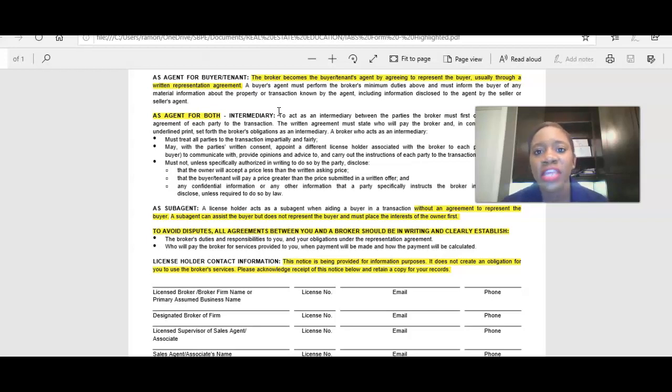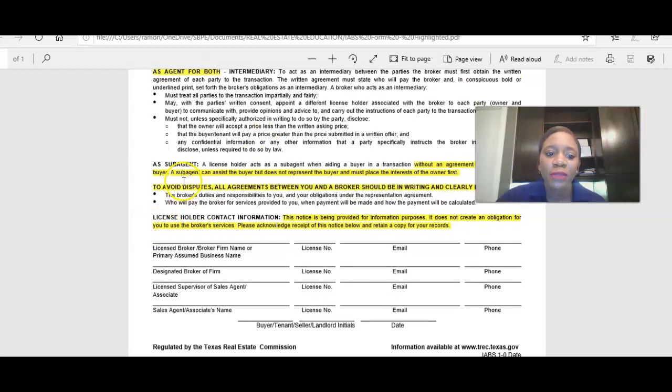If you're just working with an individual or you're working with someone that does not represent your best interest, then any information that they find out, they do not have to disclose that information to you. They're not obligated to disclose any information to you. And the difference between a sub-agent, I'll read it right here. It says a sub-agent is a license holder who acts as a sub-agent when aiding a buyer in a transaction without an agreement to represent the buyer. A sub-agent can assist the buyer but does not represent the buyer and must place the interest of the owner first. So that's very, very important for you to understand.